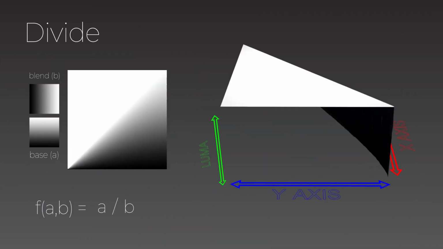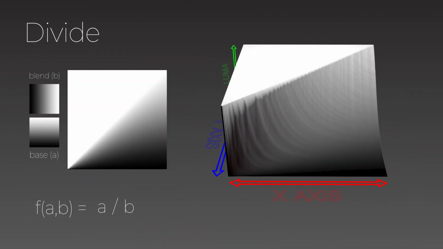The final mode in the difference group is divide, which, as you may have guessed, divides the base layer by the blend layer. Here, white is the neutral color, as anything divided by 1 is 1. You can also use this mode to correct color casts, only here you would use a color that's closer to 1.